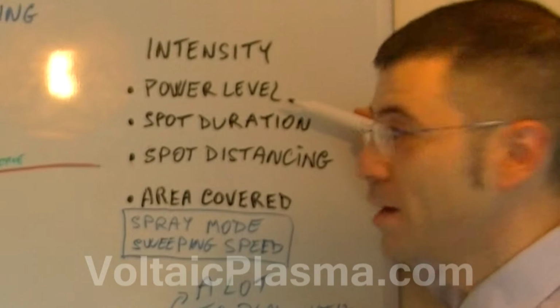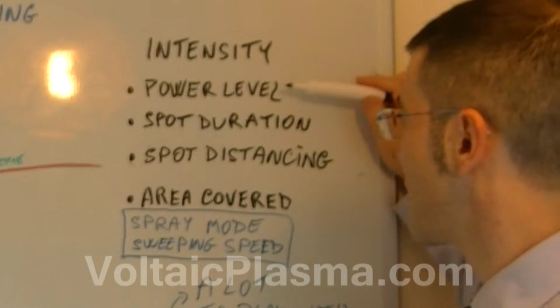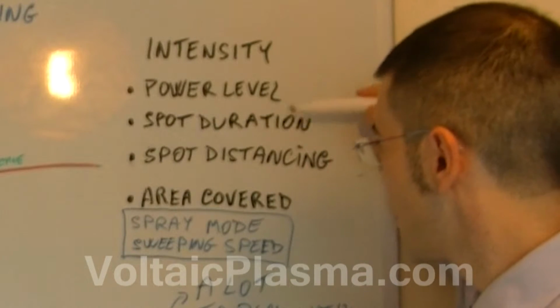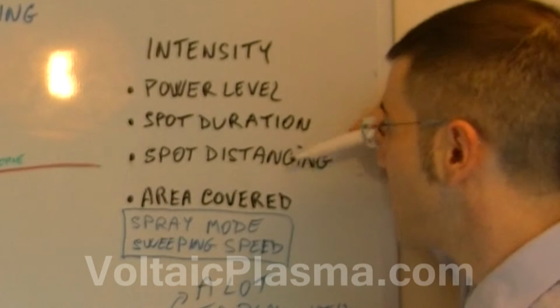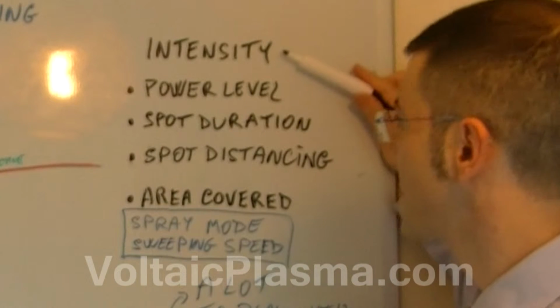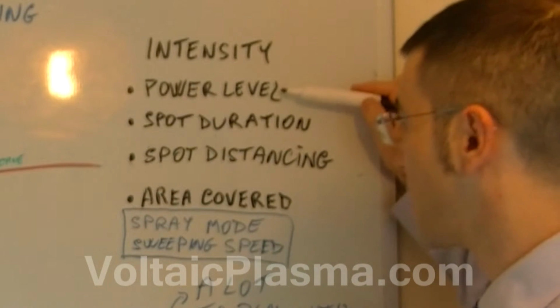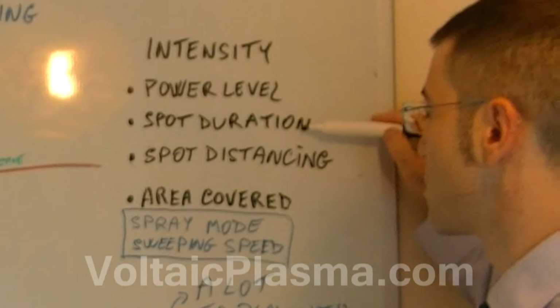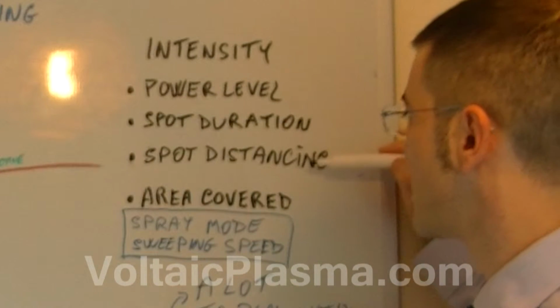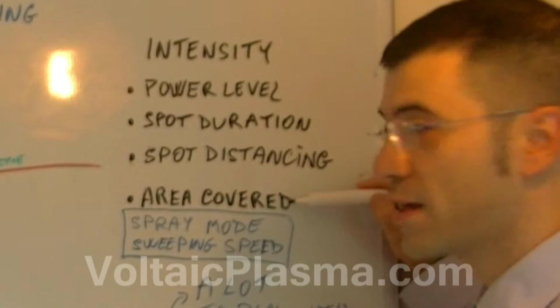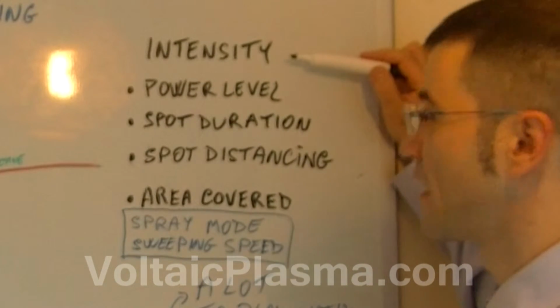So in order to change that, you may change one of these parameters, 2, 3, or all of them. Say, for example, if you change the power level from 1 to 10 and you keep everything else the same, the intensity is increased. And likewise, if you keep the power level at 1, spot duration a short burst, and the spot distancing at say 3 millimeters, but you cover a wider area, then you get a higher intensity treatment.